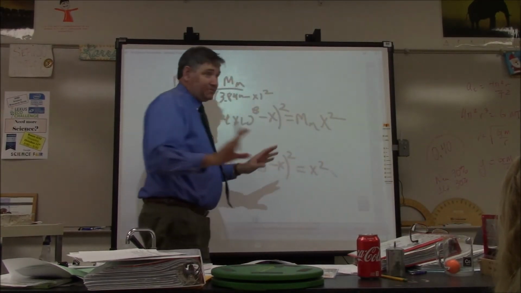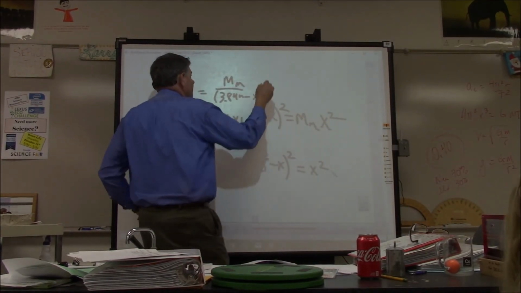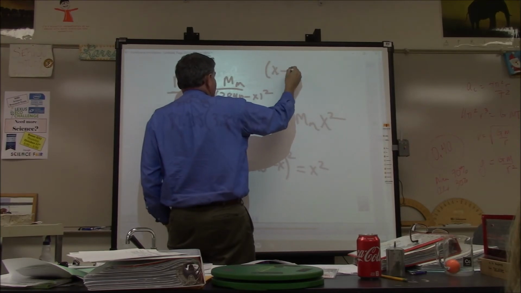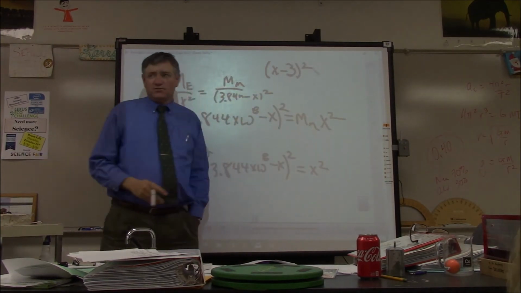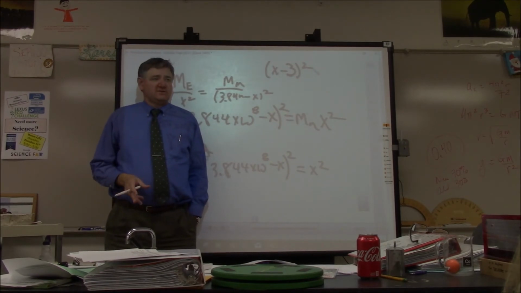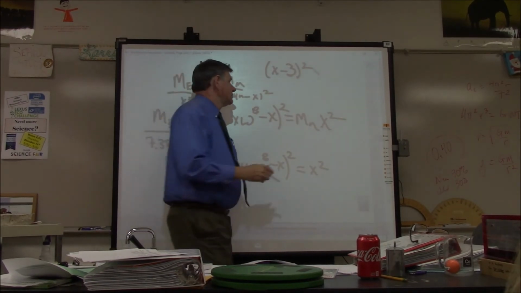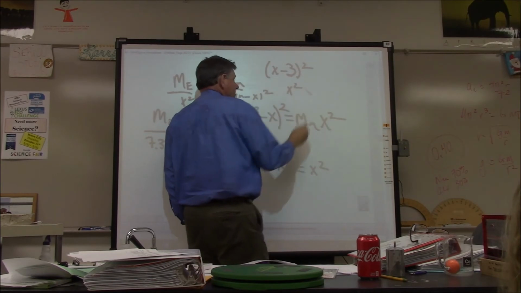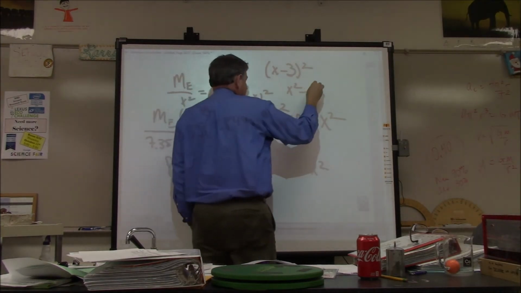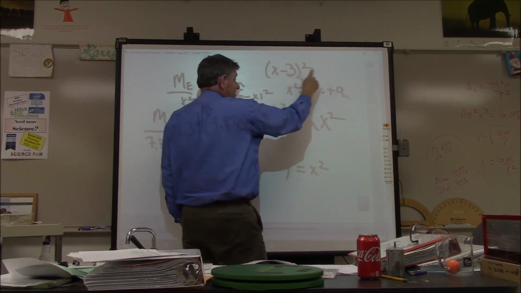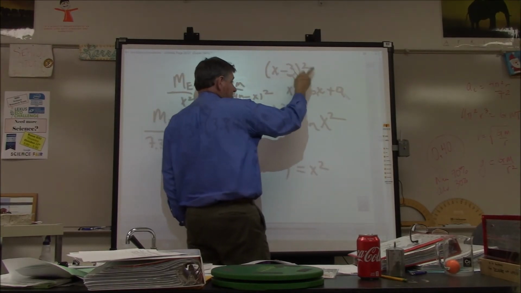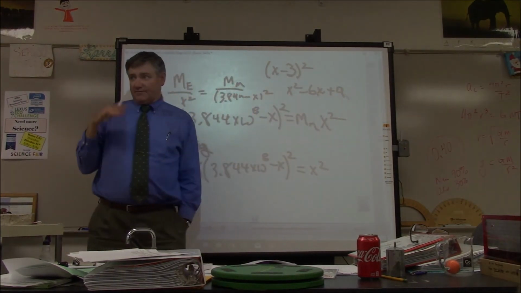So let's pretend that you're back in an Algebra 1 class. And if I said, hey, I want you to expand the quantity x minus 3 squared, what would you get? You'd get x squared minus 6x plus 9, right? Because it's negative 3 times negative 3, and negative 3 times x, and you double that, you get negative 6x, right? Old hat.